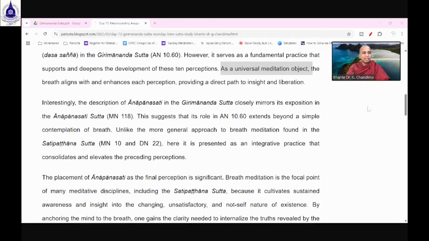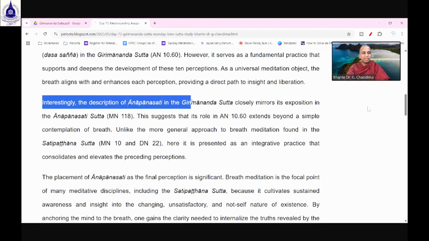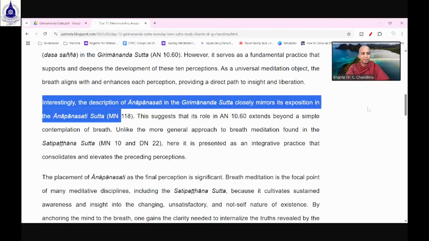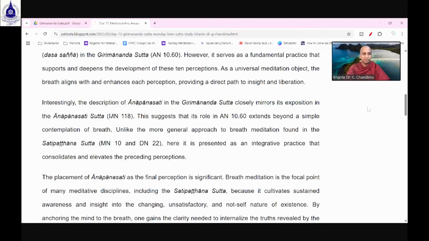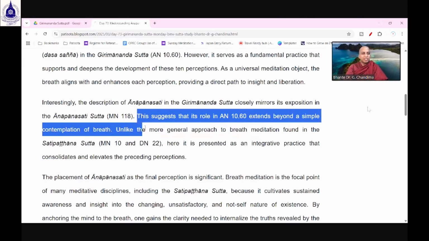Interestingly, the description of Anapanasati in the Girimananda Sutta closely mirrors its exposition in the Anapanasati Sutta, MN 118, which I just told you about. This suggests that its role in AN 10.60, which means the Girimananda Sutta, extends beyond the simple contemplation of breath.